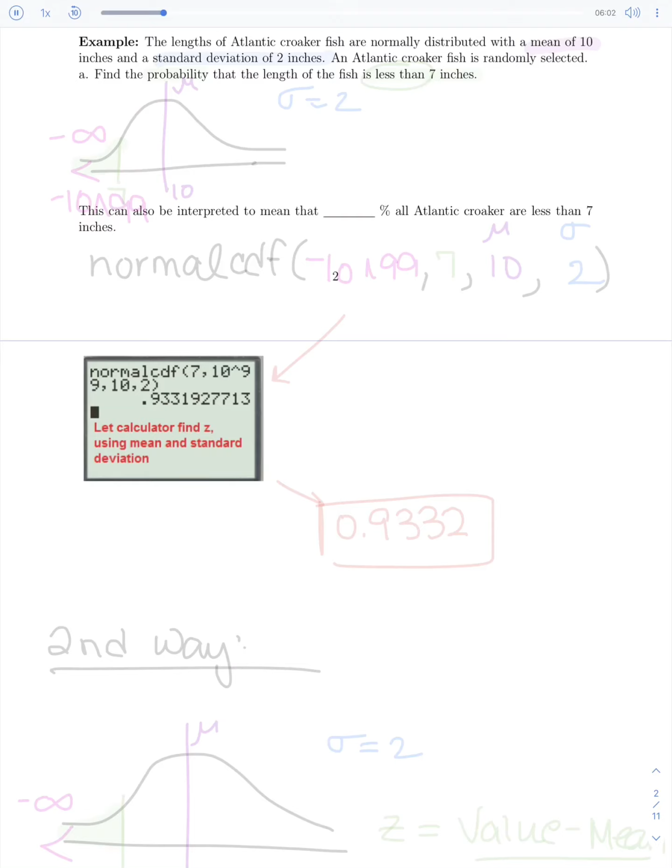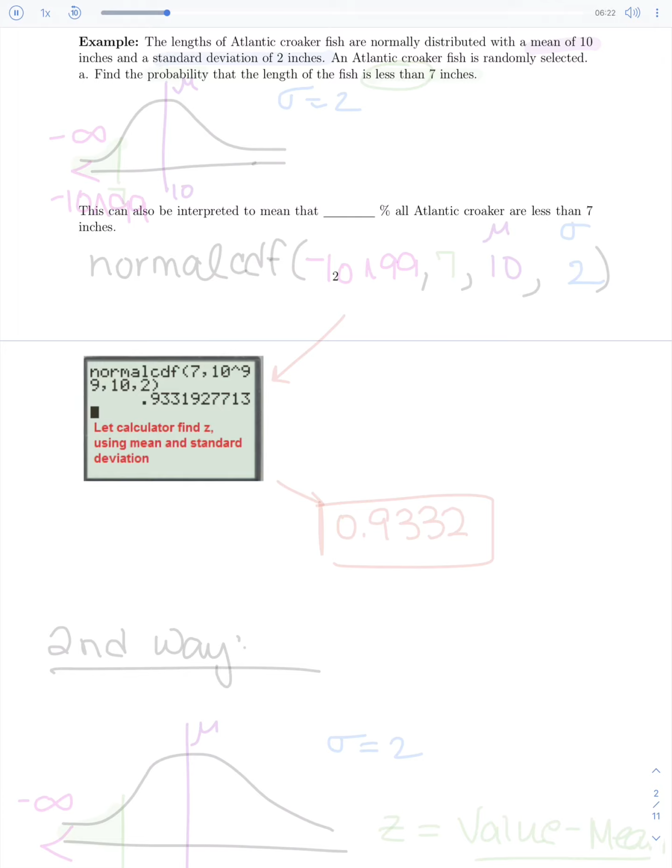We're still going to use the normal CDF. It's just instead of having just a start and a stop, we're going to add the mean and the standard deviation also in there. So our normal CDF will look very similar. Normal CDF.